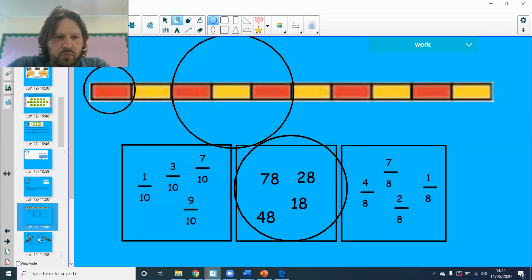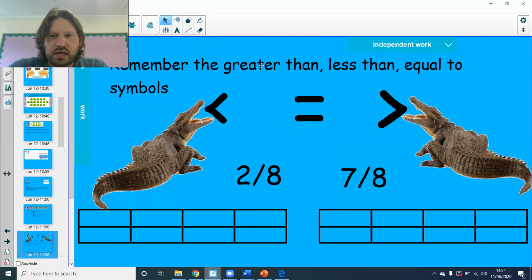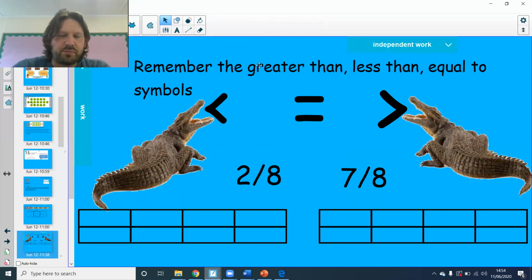I'm going to move on. So I'm going to show you these symbols. Do you remember the greater than and less than and equal to symbols? Well, we're going to be using those today. So in order to do this, you'll need squares again. If you've got a printer, you can print them out, or you can draw it, but be careful. Each section needs to be the same size. So you could measure it, or like I say, you could get some square paper or print some square paper out.